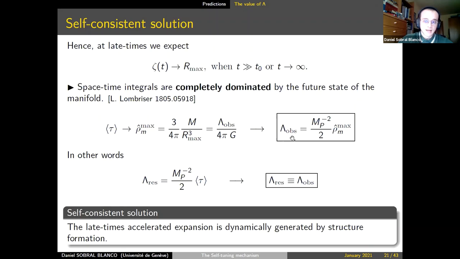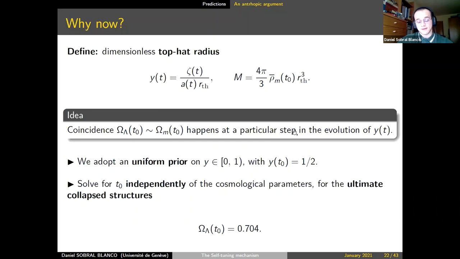But after calculating the cosmological constant and finding that it must reduce to the observed cosmological constant at late times, we can move on and try to answer the other cosmological constant problem, which is the why now question, the coincidence problem: why the observed dark energy density is of the same order of magnitude as the dark matter density, differing only by a factor.